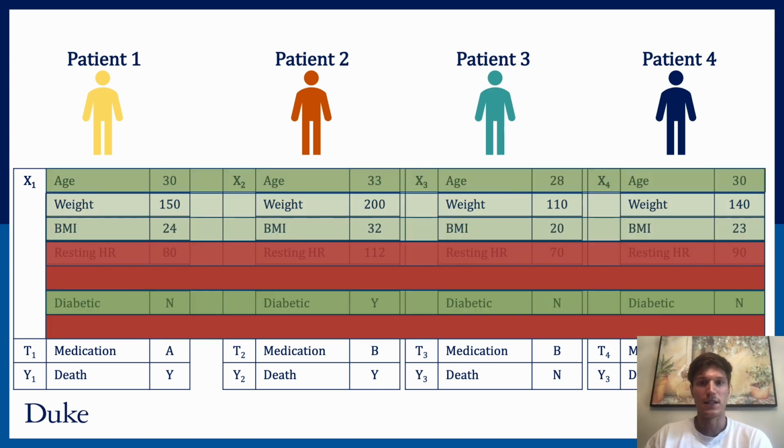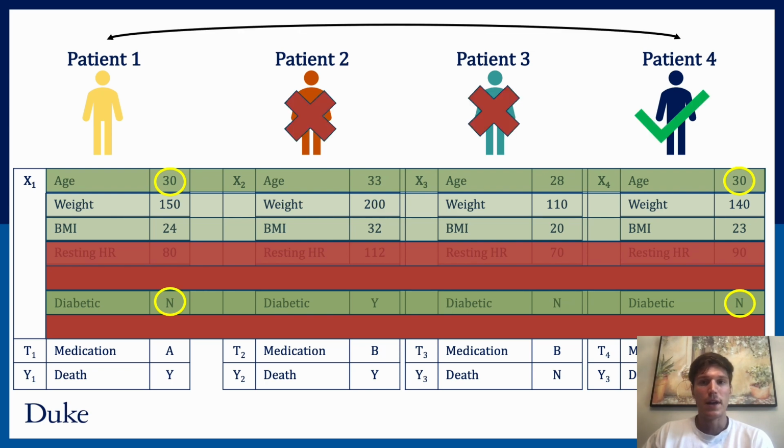Here, green indicates that covariate is important, and red indicates it's not important. So here you can see that patient 1 and patient 4 match identically on the two most important covariates and are very similar on the other two important covariates. For that reason, patient 1 and patient 4 are matched together, and it's very easy to understand why.